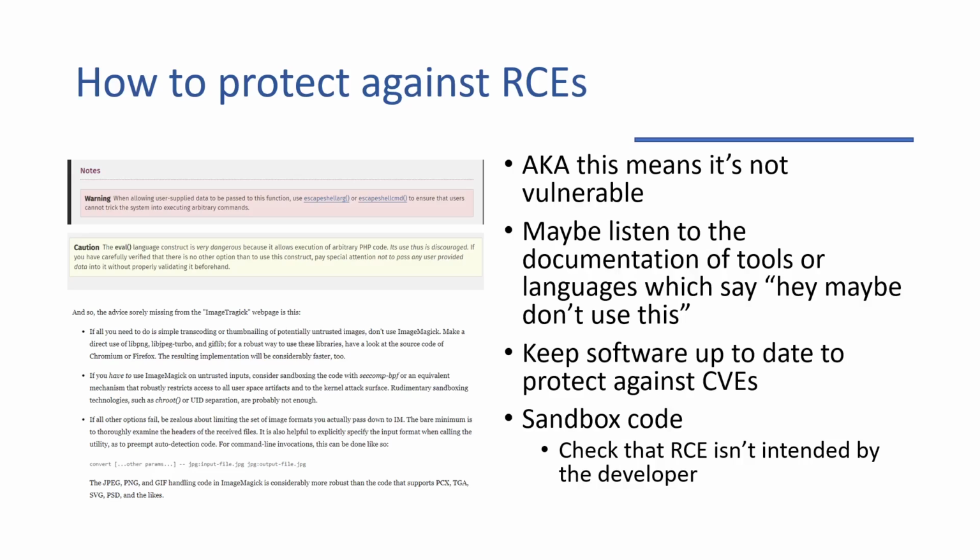This is just an example of a CVE, a security vulnerability that somebody else has found. They've told the software developer and they've patched it. However, with CVEs, if people use a lower version of the software, it's obviously still vulnerable. And then sandbox code, like we said before. Check that the RCE isn't intended by the developer. You've got those web pages where you can test your JavaScript. Maybe getting an XSS on that is not a big deal, but getting an XSS on something where it's not intended is obviously a much bigger deal.